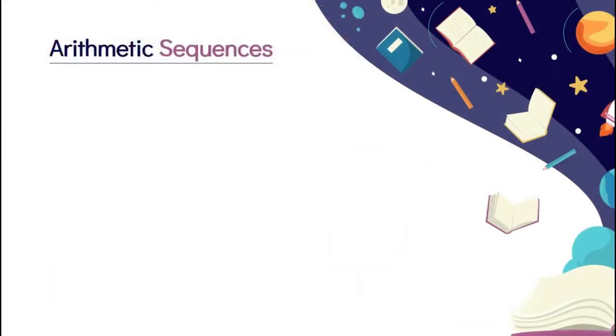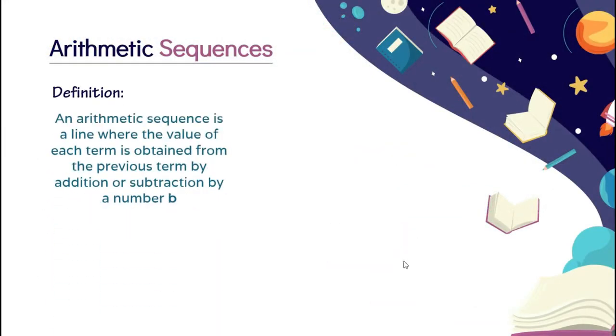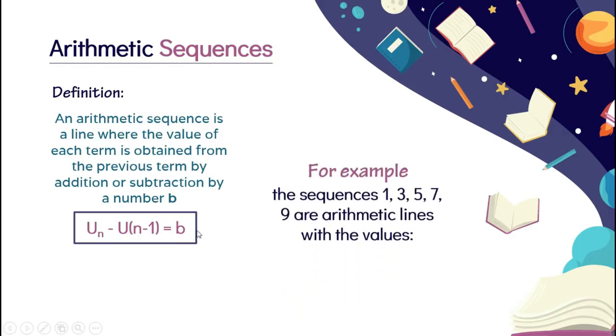Next, about arithmetic sequence. The definition of arithmetic sequence. An arithmetic sequence is a line where the value of each term is obtained from the previous term by addition or subtraction by a number b. The difference between the values of adjacent terms is always the same, namely b, so that un minus un-1 equals b. For example, the sequence 1, 3, 5, 7, and 9 is an arithmetic sequence with the value b equals 9 minus 7 equals 7 minus 5 equals 5 minus 3 equals 3 minus 1 equals 2.